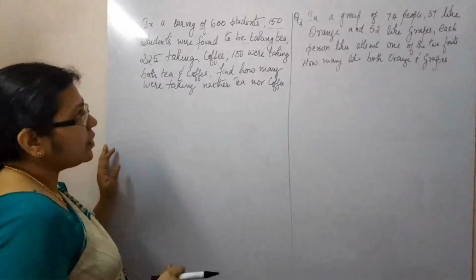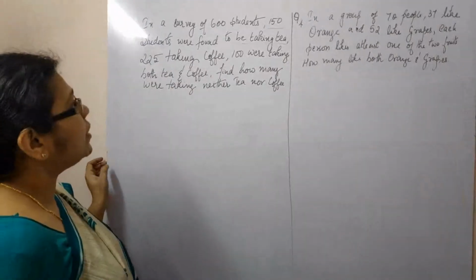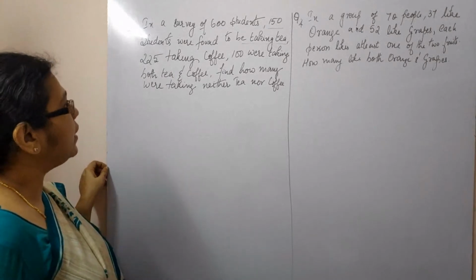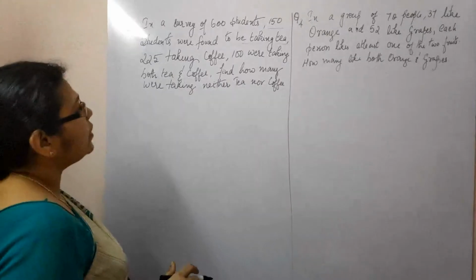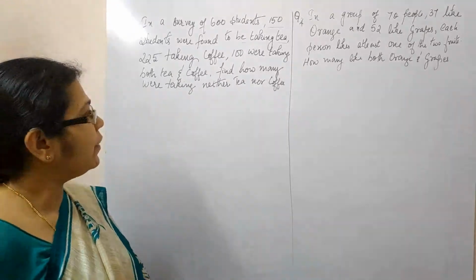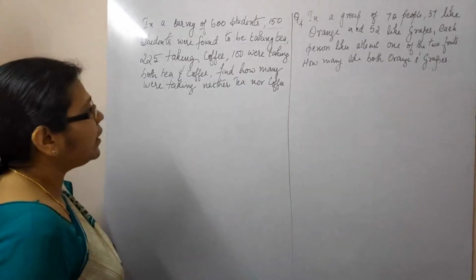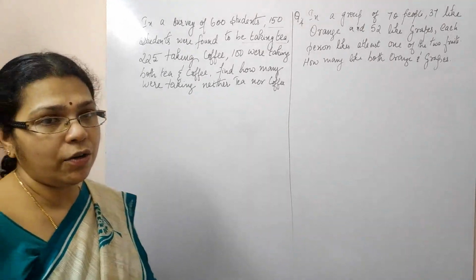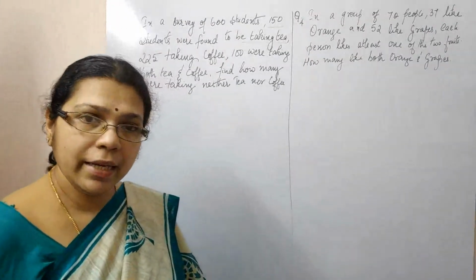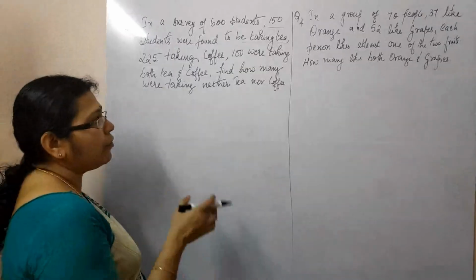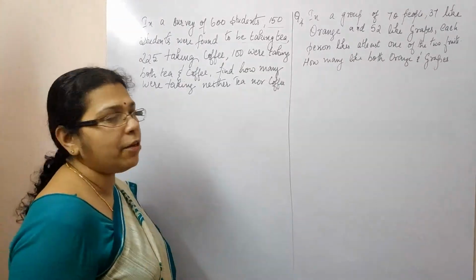Now, let's see the next question. In a survey of 600 students, 150 students were found to be taking tea, 225 were taking coffee, 100 were taking both tea and coffee. Find how many were taking neither tea nor coffee. So we are asked to find those who are taking neither tea nor coffee.